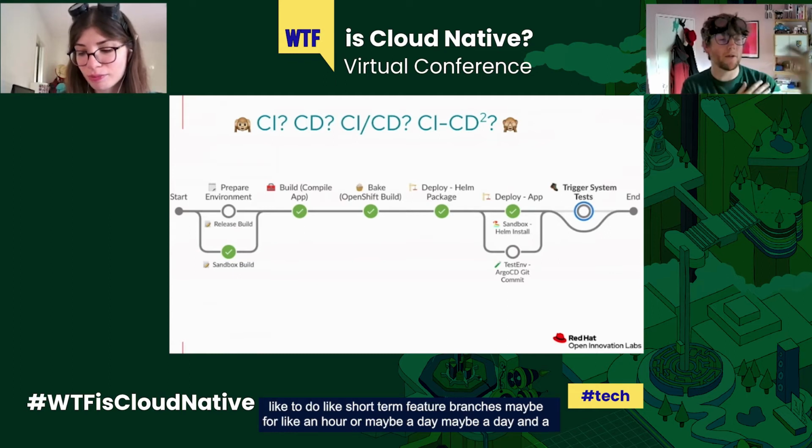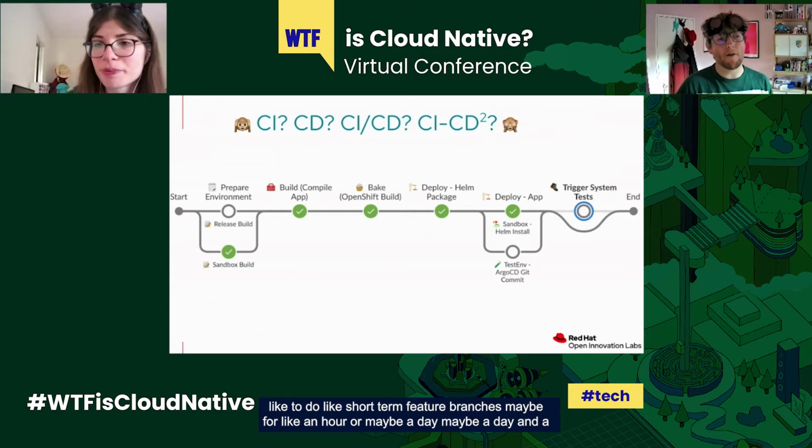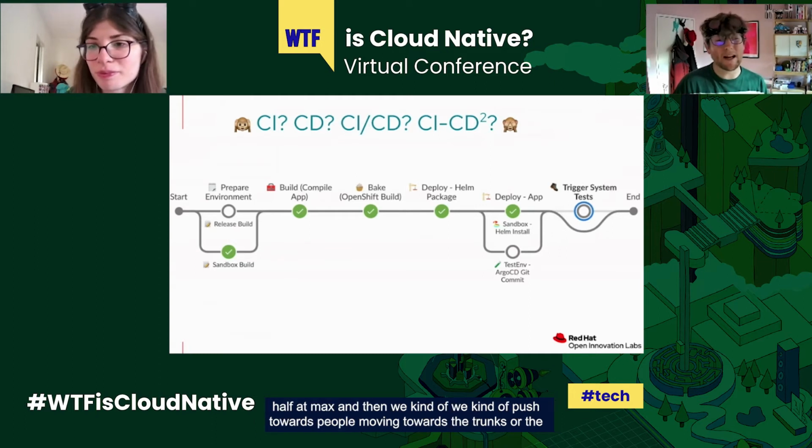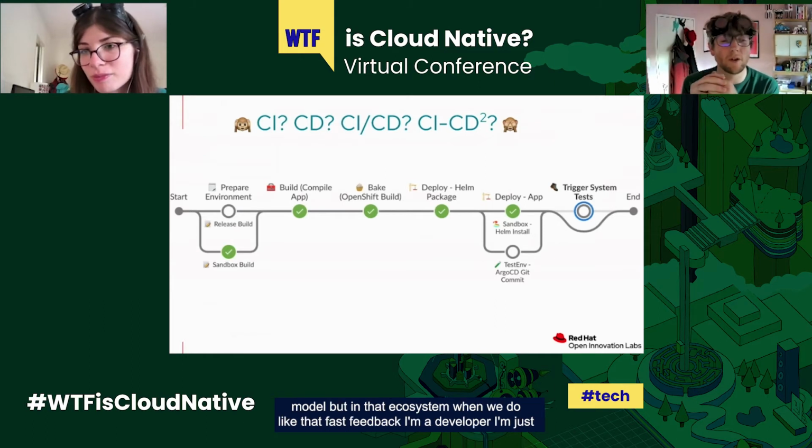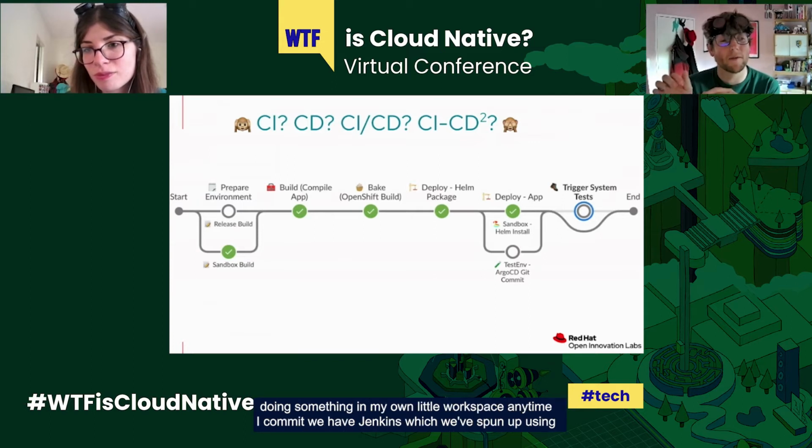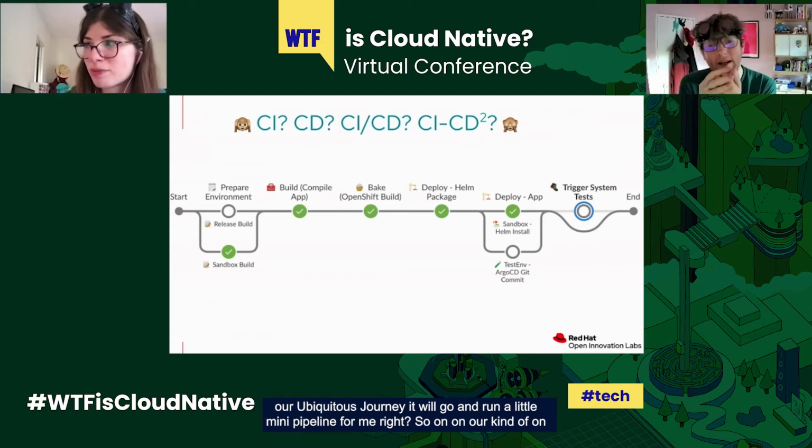So we like to do short-term feature branches, maybe for an hour or a day and a half at max. And then we push towards people moving towards a trunk sort of model. But in that ecosystem, when we do fast feedback, I'm a developer, I'm just doing something in my own little workspace. Anytime I commit, we have Jenkins, which we've spun up using our ubiquitous journey. It will go and run a little mini pipeline for me, right?